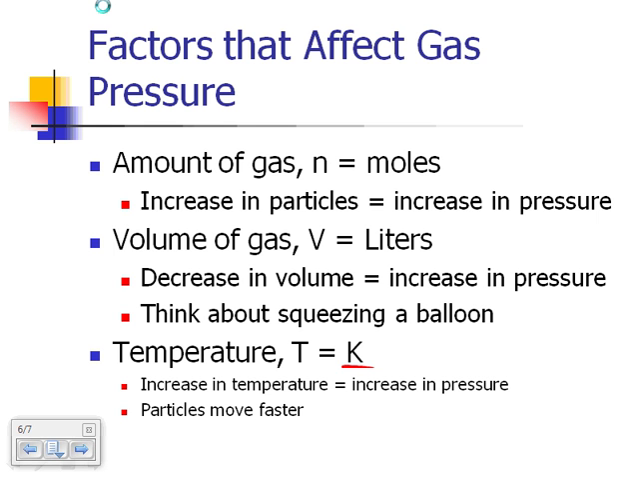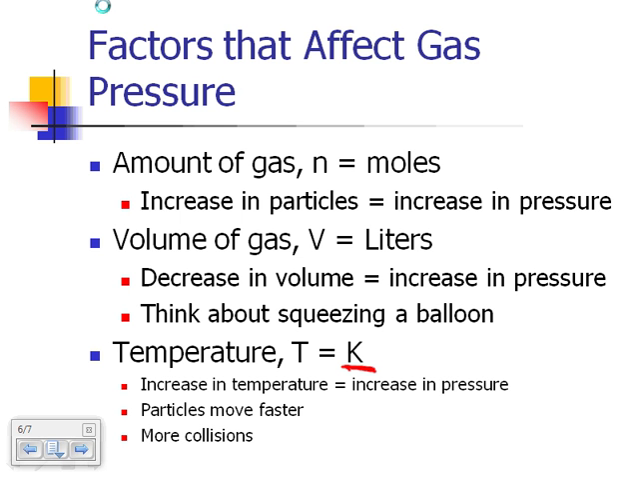But if you increase the temperature, the particles move faster. There's going to be more collisions with the wall, and those collisions are going to be harder. So that's why increasing the temperature changes the pressure. Particles will be moving faster. Take a look at our packet. Do one of the examples.